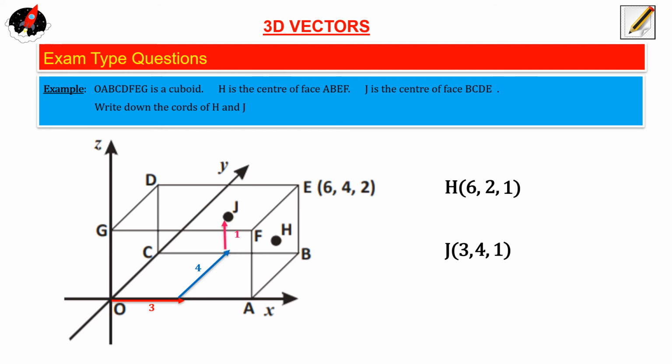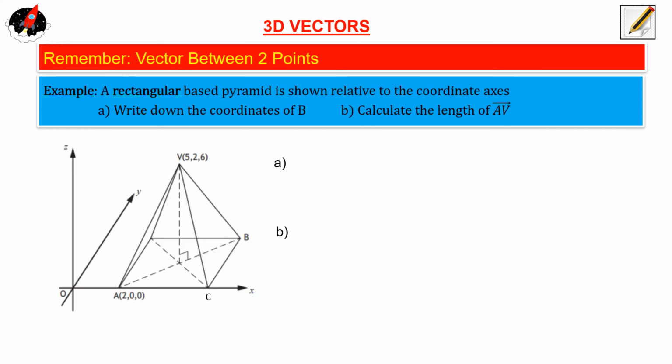Okay, let's have a look at a second example. So in this second example, we have been given a rectangular based pyramid, and we're told it's shown relative to the coordinate axes and being asked to write down the coordinates of the point B and calculate the length of the vector AV. So remember, if we want to calculate the length of a vector between 2 points, we need to work out the vector between 2 points.